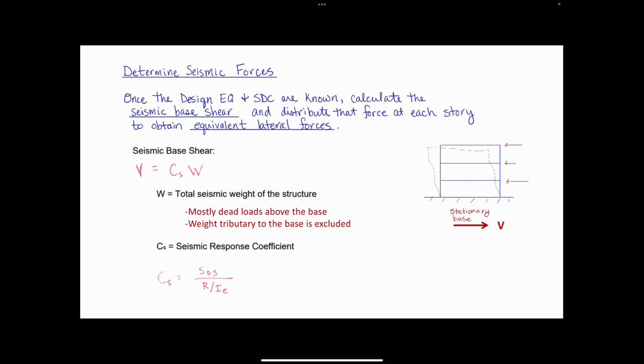All right, how are we on time? A few minutes left. All right, so I think we'll get through at least the calculations of the equivalent lateral forces.